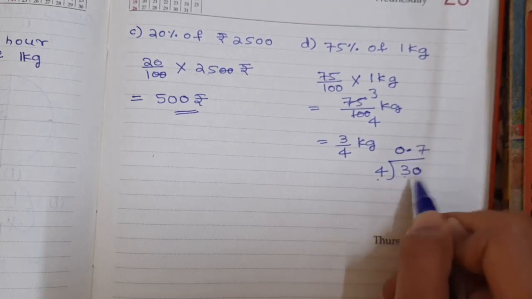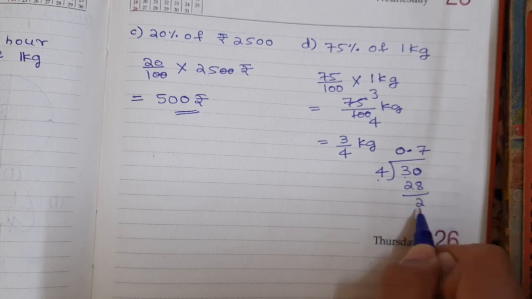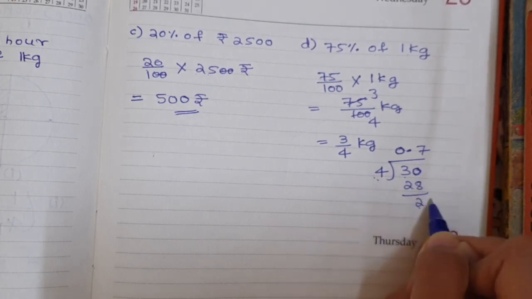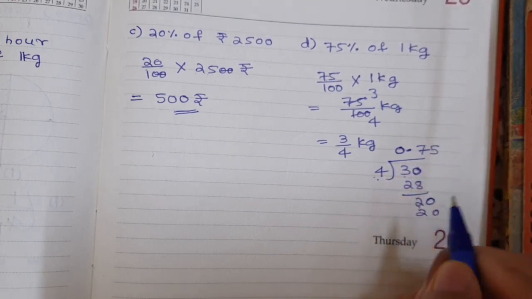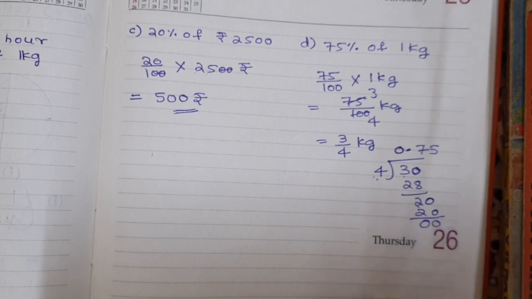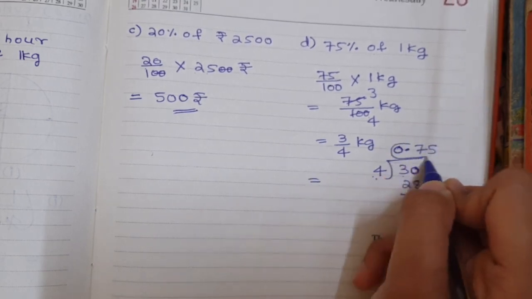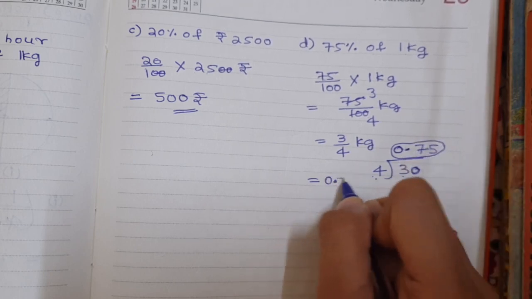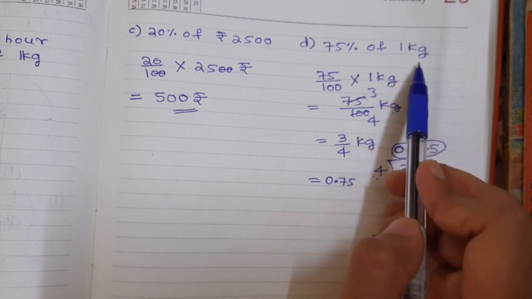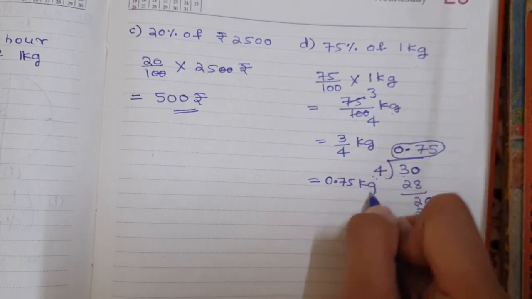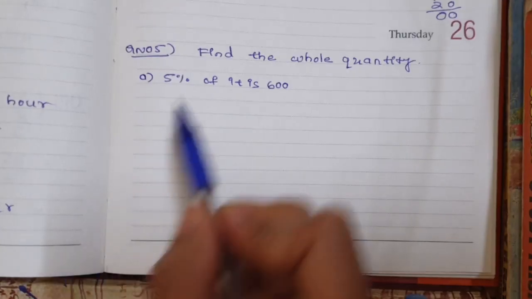4 sevens are 28. 30 minus 28 is 2. Again 2 is less than 4. So let me put a 0 here. 4 5s are 20. 20 minus 20 is 0. So the answer is 0.75. What is the unit? Unit is kg. 0.75 kg.